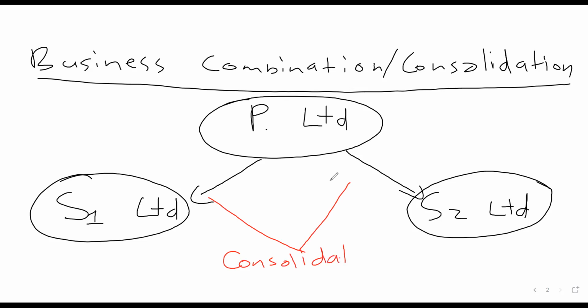Consolidated financial statements, which I denote as FS. So the question is, what are consolidated financial statements? Consolidated financial statements simply means we combine the financial statements of all the companies in the group. We take the financial statements of P Limited, of S1 Limited, and of S2 Limited, and we combine them together. That process of combining them together, we call consolidation.